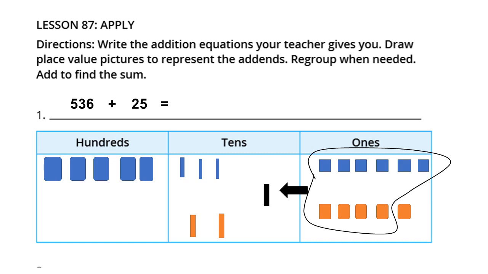Now, can you tell me how many here in the ones? Yes, 1. So I will write 1 in the ones. Okay, count how many straws here in the tens? Yes, we have 6. Okay, can you tell me how many big squares here in the hundreds? Yes, we have 5. So the result will be 561.